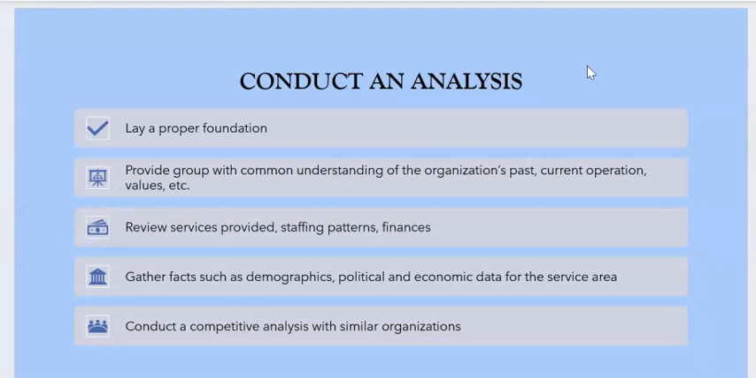It provides the group with common understanding of the organization's past, current operation, values, etc. It reviews services provided, staffing patterns, and finances, gathers facts such as demographics, political, and economic data for the service area, and conducts a competitive analysis with similar organizations.